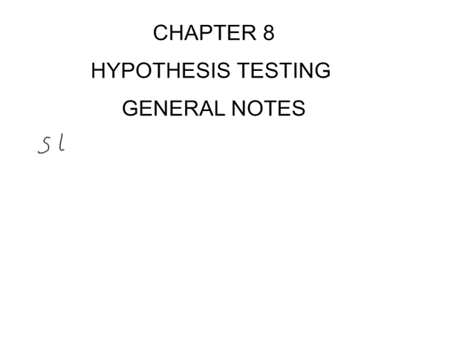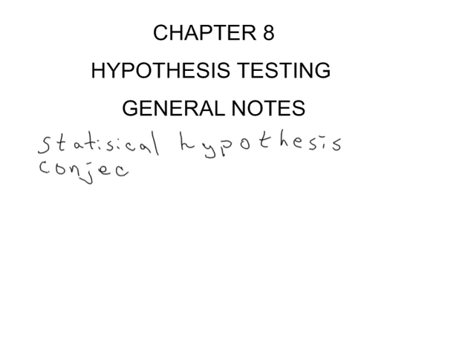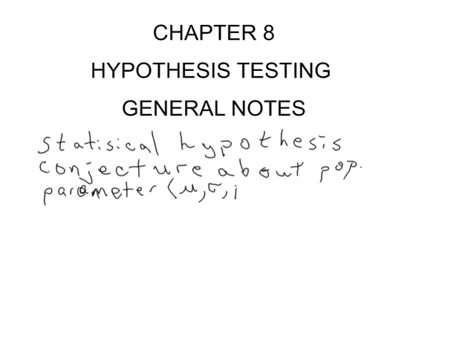First of all, we want to note that a statistical hypothesis test deals with a conjecture about a population parameter, and those parameters could be mu for the mean, sigma for the standard deviation, or p for the true proportion.